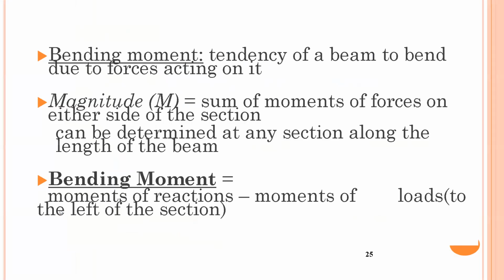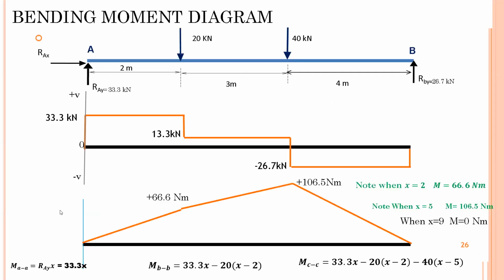All right. So bending moment is the tendency of a beam to bend due to force acting on it. Its magnitude equals the sum of the moments of the forces on either side of the section and can be determined at any section along the length of the beam. So the bending moment is the reaction minus the moments of the load to the left of the section. So let's look at the graph now. Here we have the graph. That was the shear force, and the bending moment is here. For our first expression, for AA, it was just this.